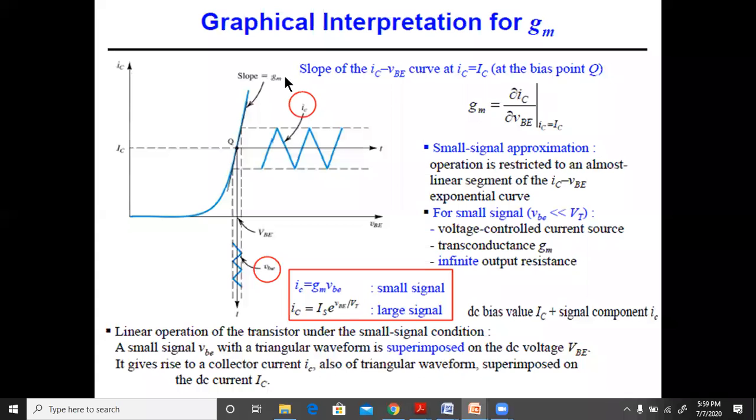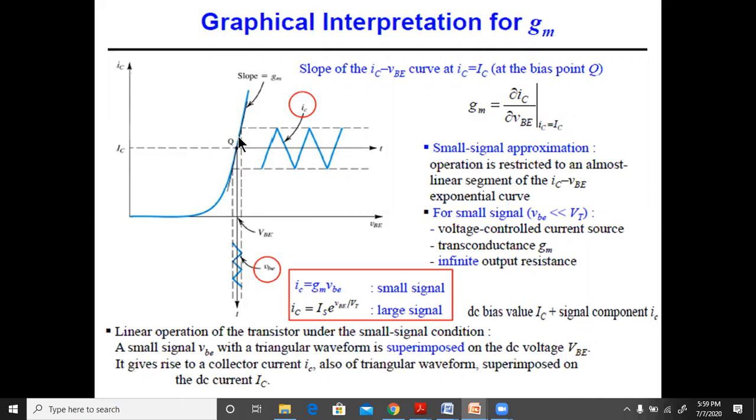When we talk about this over here, there is only a very small region. This is the quiescent operating point, and the quiescent operating point straight away corresponds to the DC value of the input voltage, that is capital VBE, and also the DC value of the current, which is IC, as the point over here on this side.